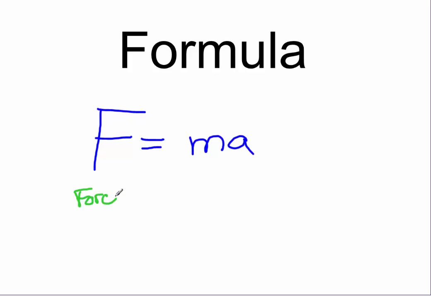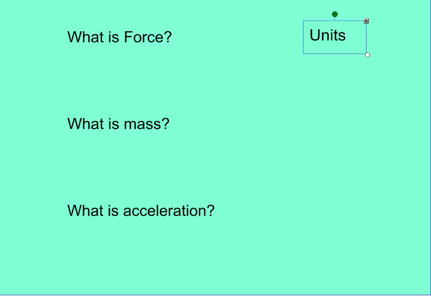So the formula for force is equal to mass times acceleration. And F is always written as a capital, M and A are lowercase. So this is force, mass, and acceleration. You don't have to have that memorized. It's going to be on your formula chart. I think you're going to find that you memorize it anyway.